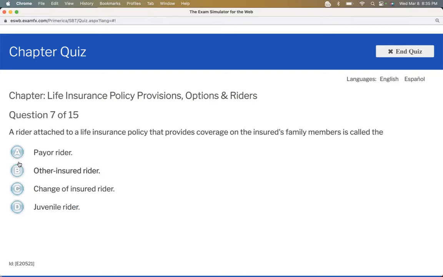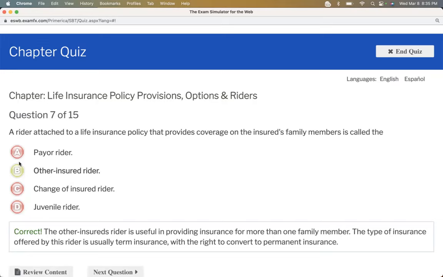A rider attached to a life insurance policy that provides coverage on the insured's family members is called the what? The rider, other, I'm gonna go with B. Yeah, this one I wasn't sure 100%.